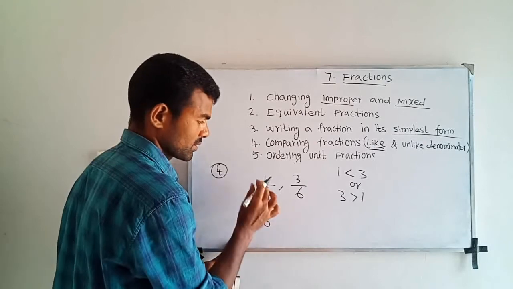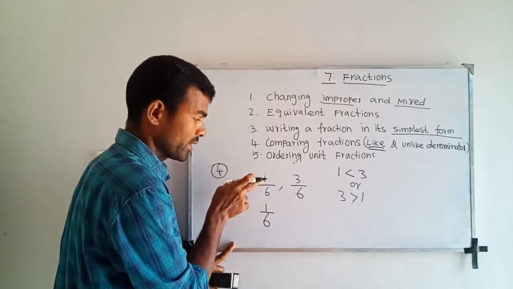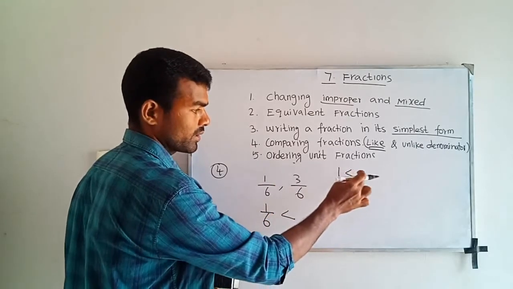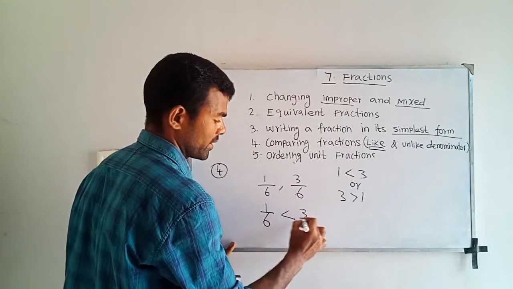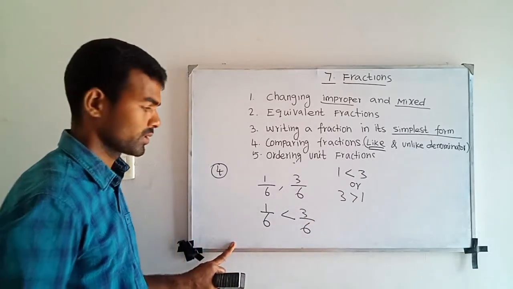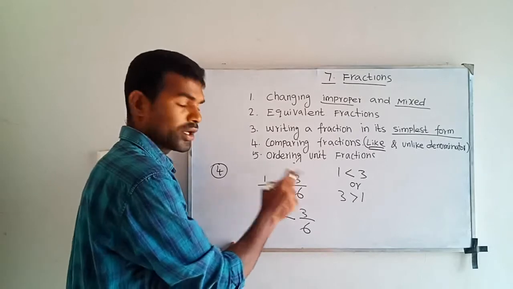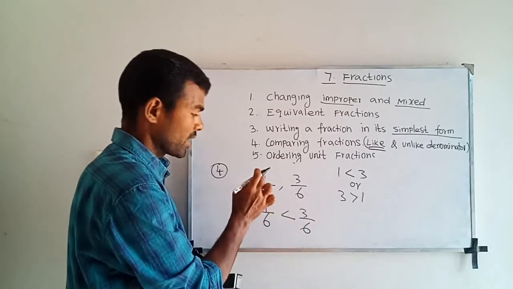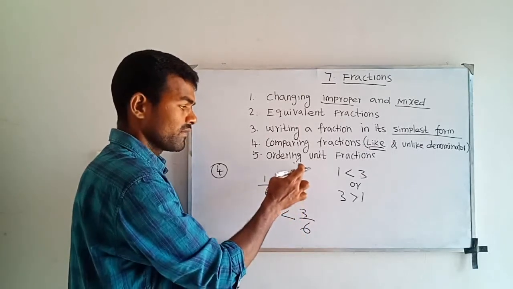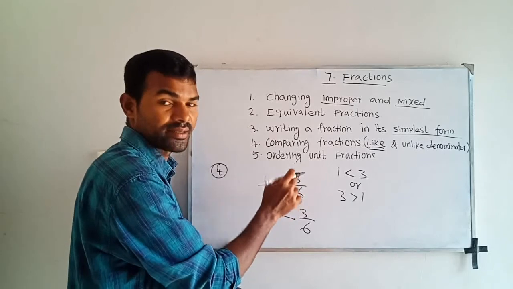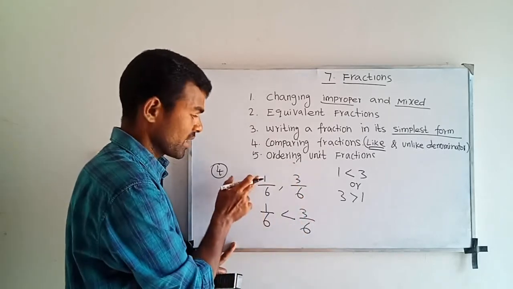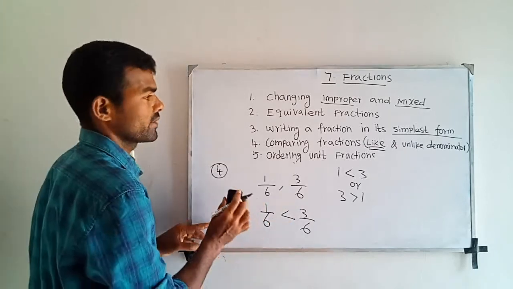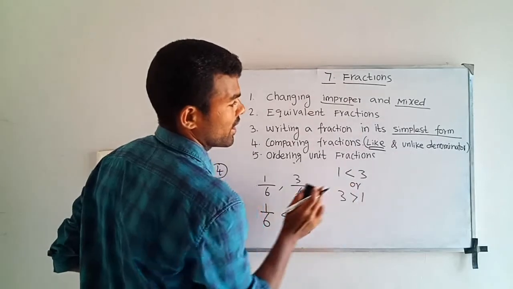So now we can tell, in 1 by 6, 1 is small and 3 is big. So 1 by 6 is less than 3 by 6. This is the answer. When comparing, if both the denominators are the same, compare the numerators. The number that is bigger is the bigger fraction, and the number that is smaller is the smaller fraction. Now let us see comparing unlike denominators.